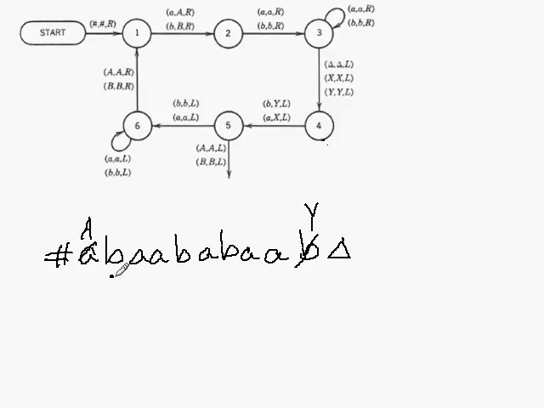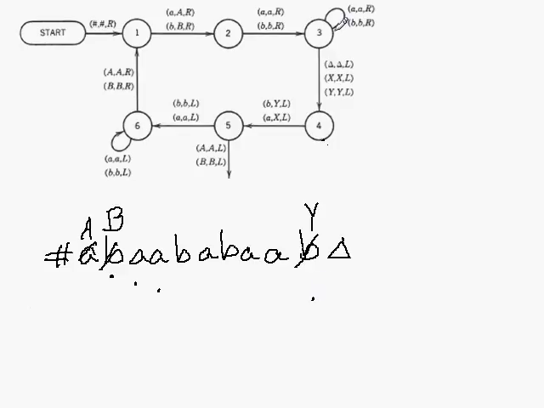Alright, state 1, if you see a B, you make it a capital B, and you go to the right. That's what that says right there. State 2, if you see a little a, you leave it a little a, you go to the right. So I'll be right there on that A. I'll be in state 3. State 3, all little letters keep you going to the right. So go all the way down to this Y right here.